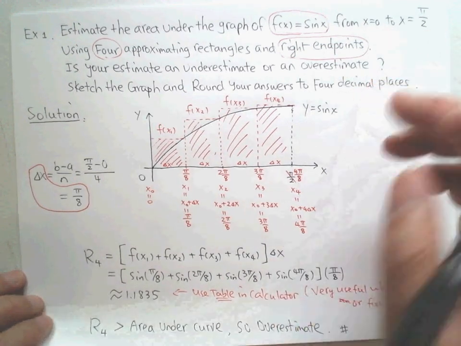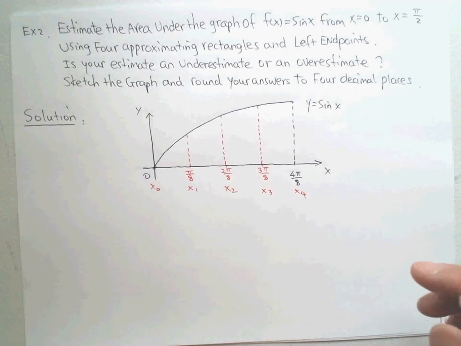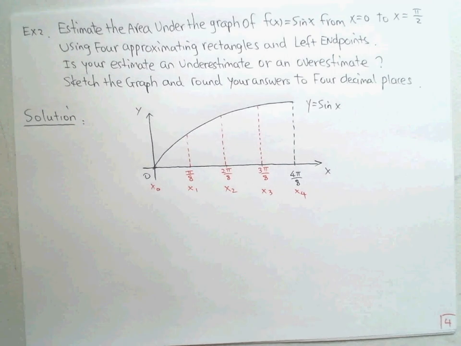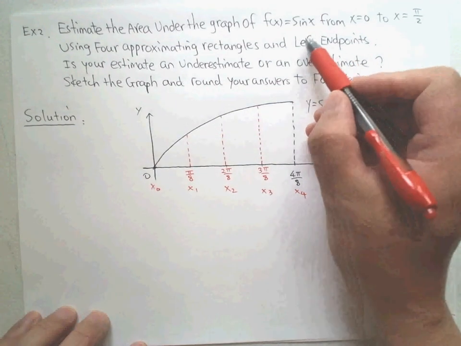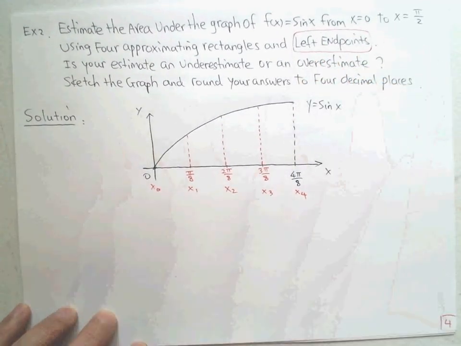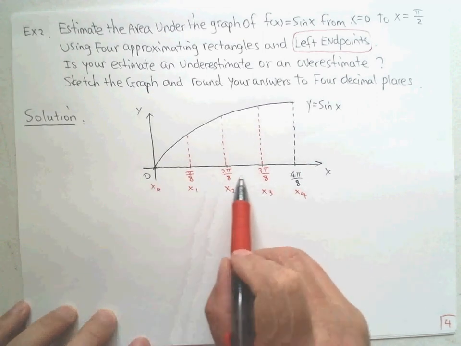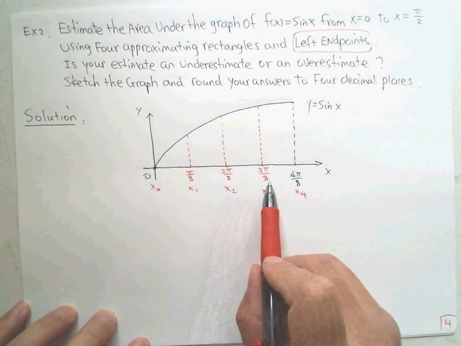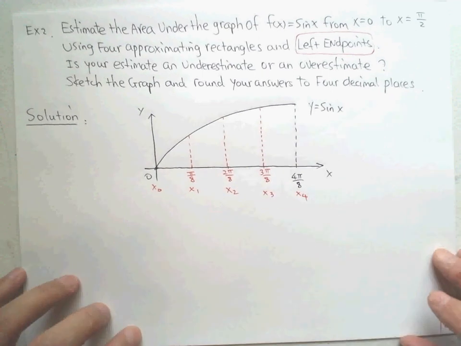This is the first example. So we need to go to the second example. We will change the right endpoint to the left endpoint. The only difference here is the left endpoint. All the others are the same, and I already put the figure: 0, x1, x2, x3, x4. We just find, right?